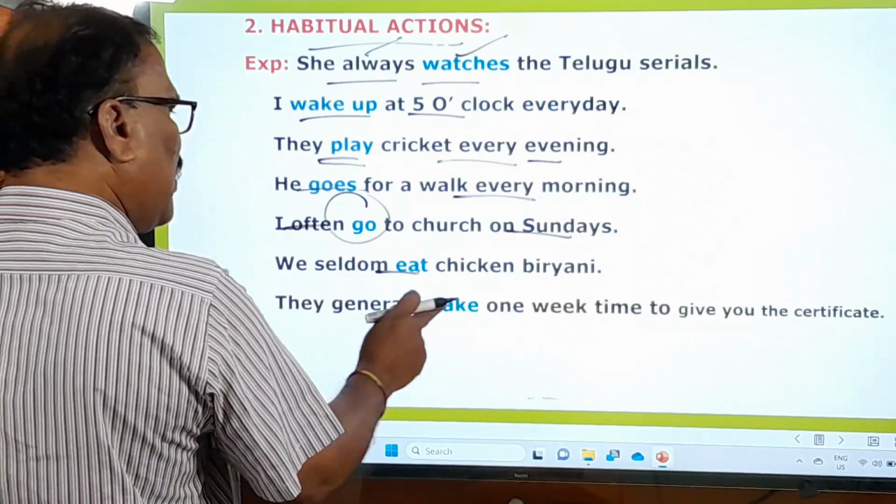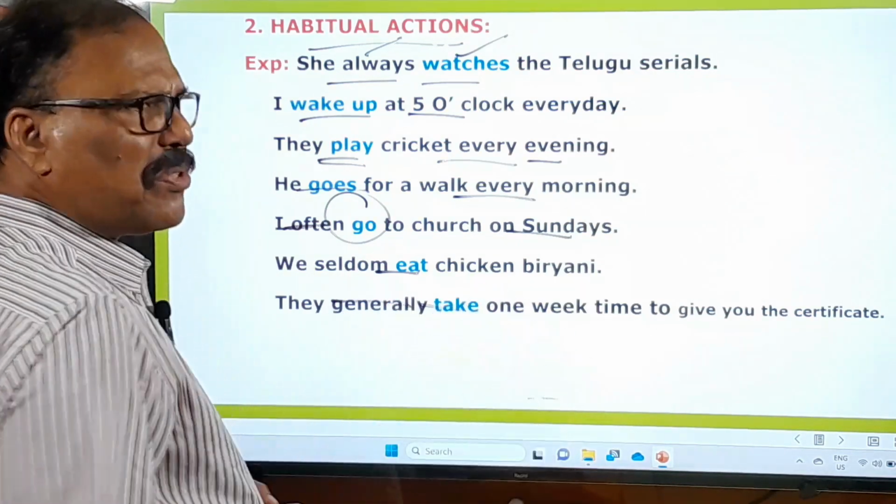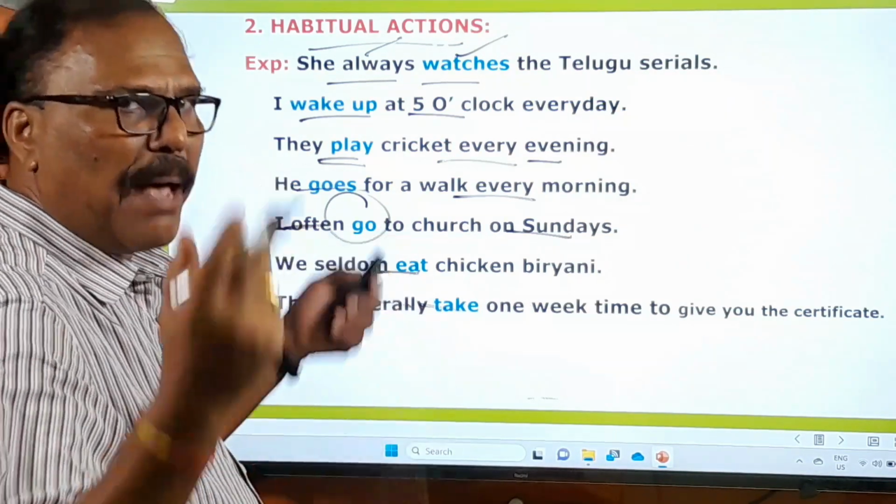Yes, they generally take 1 week time to give you the certificate. Generally. It's a general thing for them, means it's a habitual action for them.